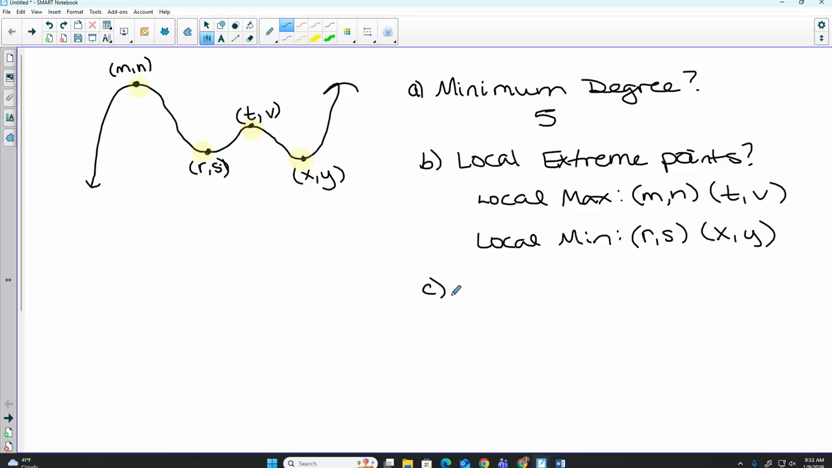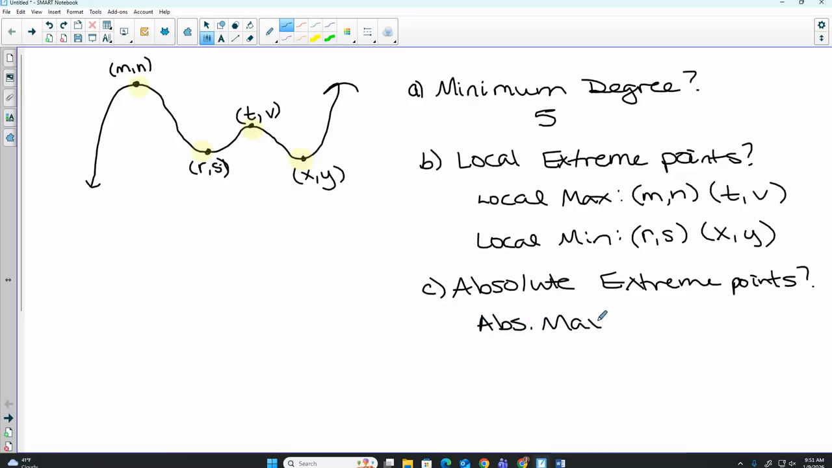What if I ask for absolute extreme points? MN. That's the highest on the entire graph. Now, careful. That looks like the highest, right? And it would be if this were an endpoint over here. But it's an arrow. What does that mean? It keeps going up. If this keeps going up, do I have a highest? No. So just watch the arrows.